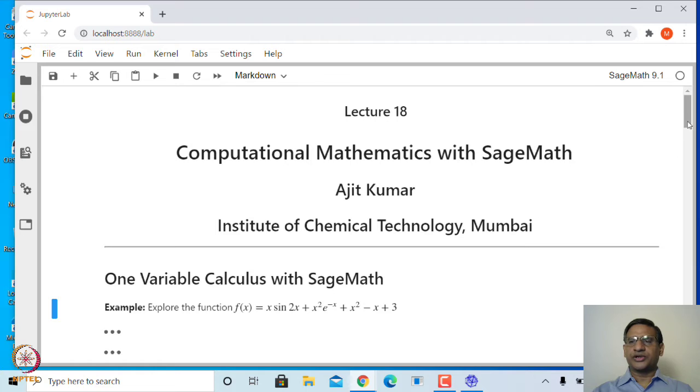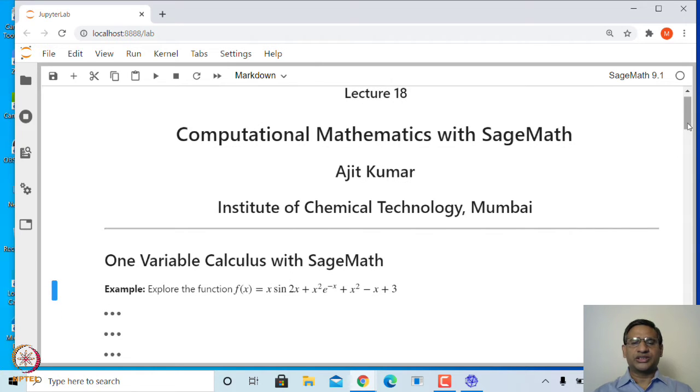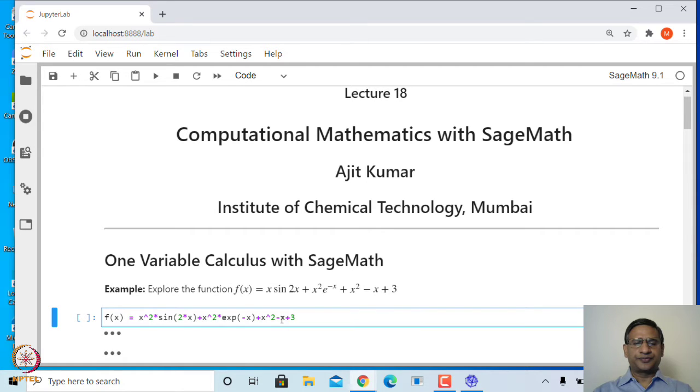So, suppose you have a function f(x) is equal to x into sin 2x plus x square into e to the power minus x plus x square minus x plus 3. This is a fairly complicated function. Now, suppose you want to apply concepts of calculus to this function f, then what we can do is define this function f(x) is equal to x square into sin 2x plus x square into e to the power minus x plus x square minus x plus 3.